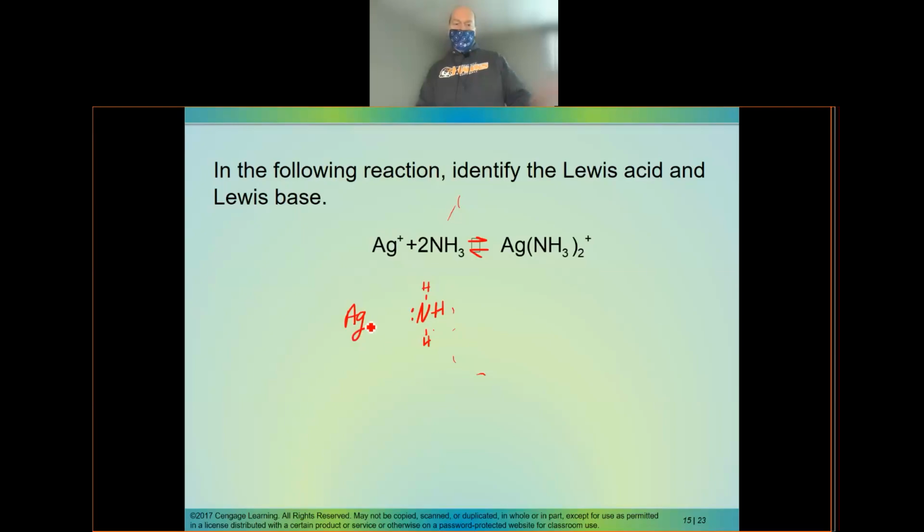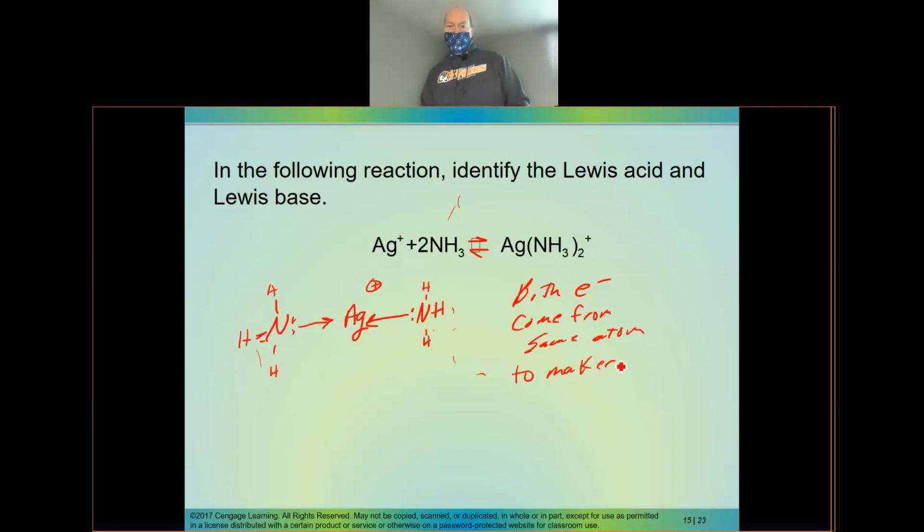So when you draw your Lewis structure, you see that your NH3 has an electron pair. Ag plus, that's it. That's Ag plus. There's no electrons around it. All right, and so you have 2 NH3s. And note how a Lewis acid, Lewis base makes a bond. It makes a bond by both electrons coming from the same atom. All right, and so when both electrons come from the same atom to make a bond, that is called a coordinate covalent bond.